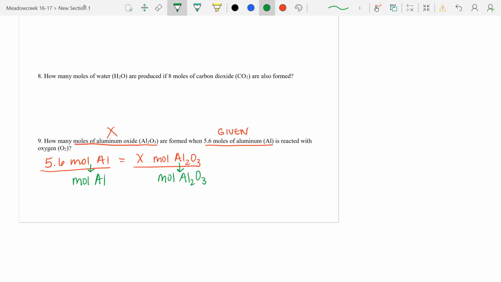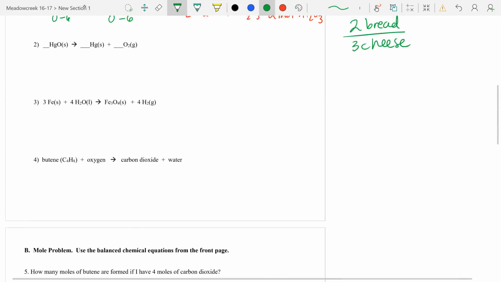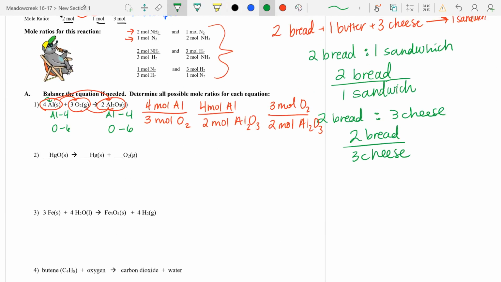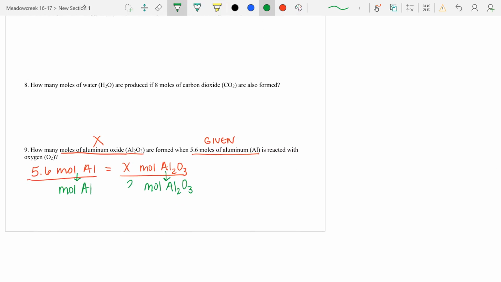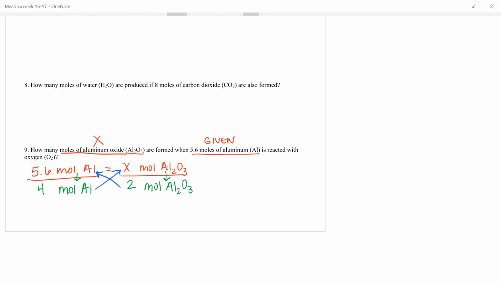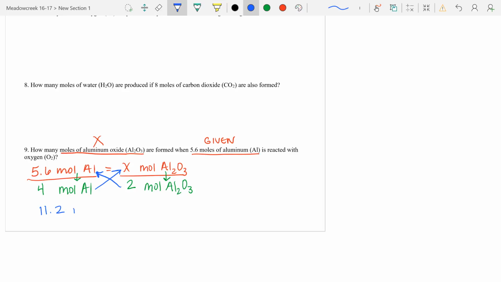Now, by doing this, I get the number that I want to put by moles by looking at my balanced chemical equation. So if I go back to my equation from earlier, I see that I have a number 2 in front of aluminum oxide. So I'm going to write the number 2 here. And there was a 4 in front of aluminum, so I put that there. And all I need to do is cross multiply and solve. So 5.6 times 2 is going to give us 11.2 moles of aluminum, moles of aluminum oxide. We bring all units there. Set equal to X moles of aluminum oxide times my 4 moles of aluminum.